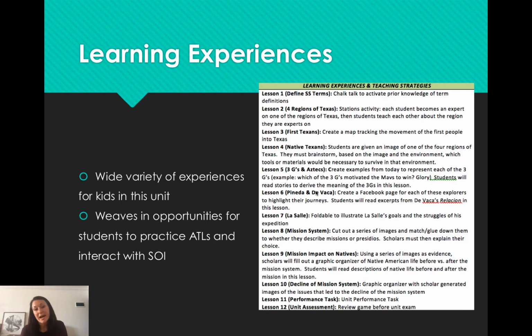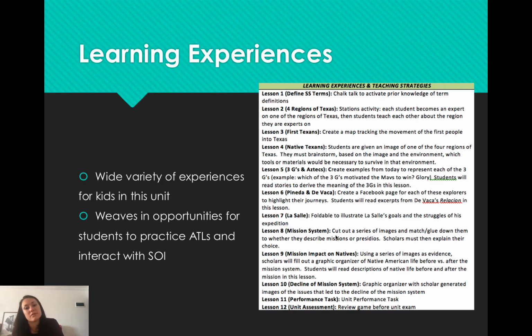You are by no means tied to do exactly what it is that I've written down here. This is a really good jumping off point. This is a really great place to get ideas. And you're also more than welcome to do exactly what it says here. The point of the learning experiences is that we provide a wide variety of experiences for kids in the unit so that we really do address the different learning needs of all of our kids. Especially, we all know that there's different types of learners, so having a really diverse set of experiences makes sure that we're providing kids with what they need.